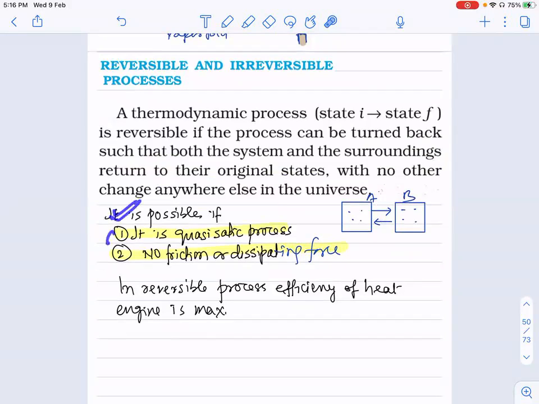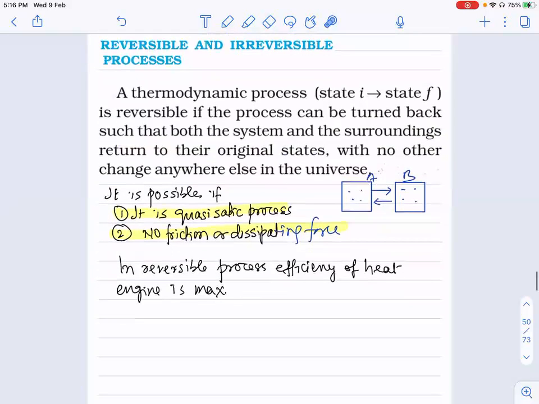It is possible under two conditions. If we can maintain the two conditions, then only we can call it reversible process. First one is it should be quasi-static process. Quasi means almost static. Almost static में क्या होगा? Forces balance हो जाएंगे, मैकेनिकल इक्विलिब्रियम रहेगा, और टेम्परेचर भी इक्वल हो जाएंगे. What I told. So this can be possible, but no friction or dissipating forces. Friction भी नहीं होना चाहिए. Otherwise क्या होगा? Some heat will go to the universe.